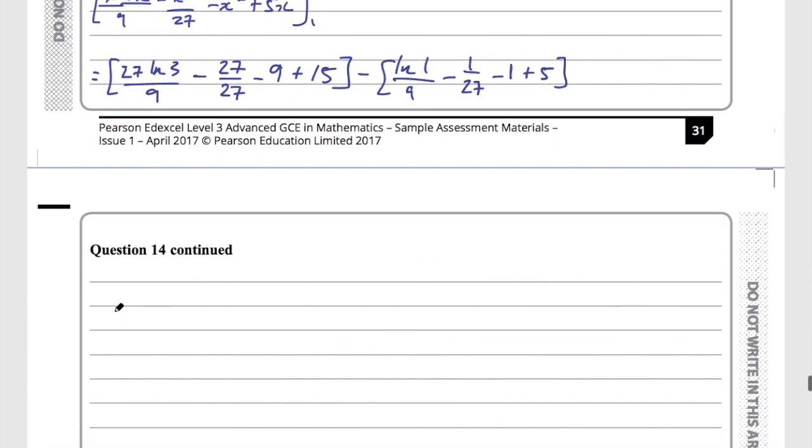Okay, continuing on to the next page. So 27 over 9, that can cancel to 3, log of 3. Minus 1 minus 9 plus 15. All of that is going to evaluate to plus 5. And then we subtract all of this. So the log of 1 is just 0, so effectively that cancels itself out. Then we've got a minus 1 on 27, minus 1 plus 5. So I'm going to write that as minus 1 on 27 plus 4.